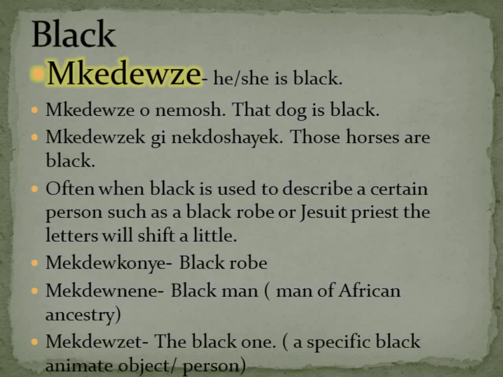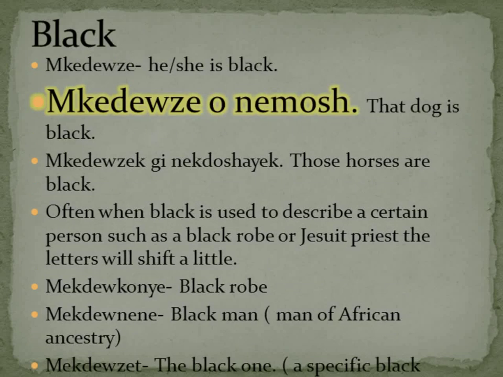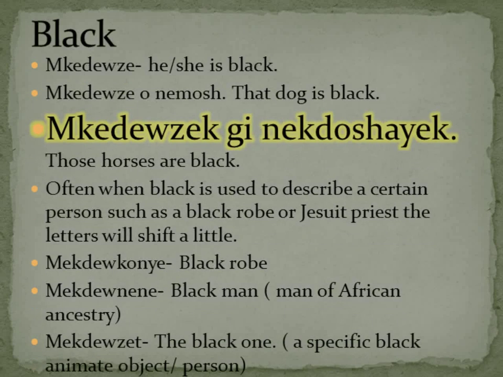Okay, moving on to the next color, black. Nkadauze, he or she is black. Nkadauze onamosh, the dog is black. Nkadauzak ki nekto shayak, the horses are black.